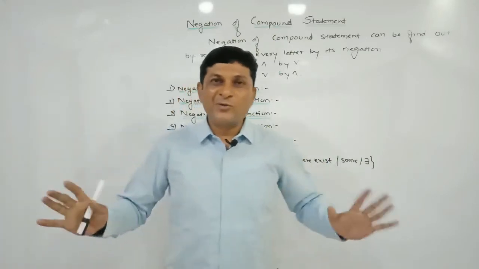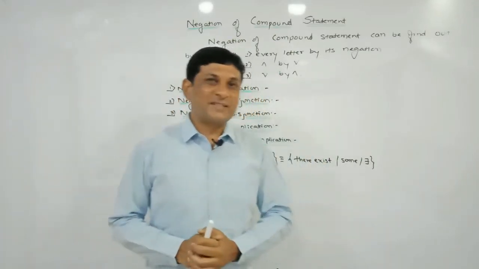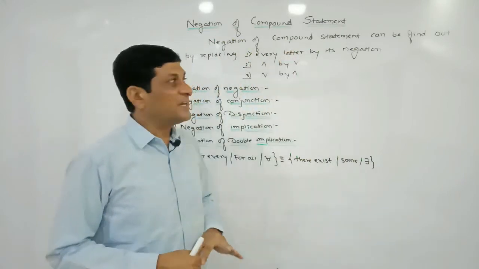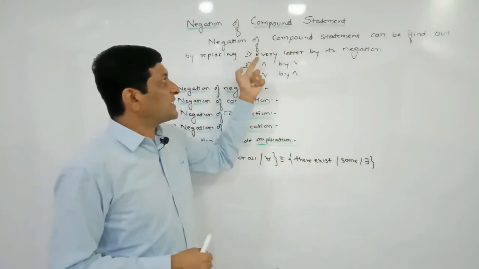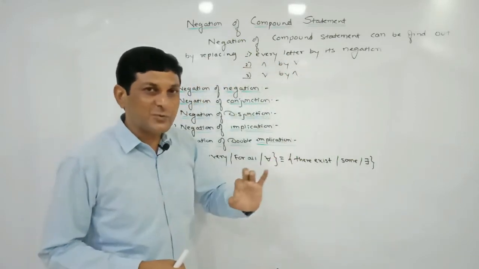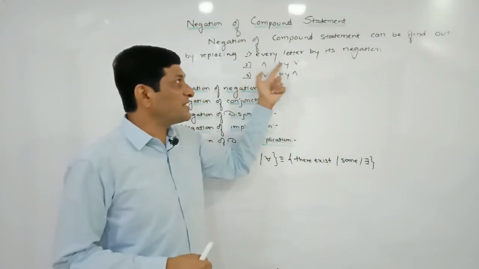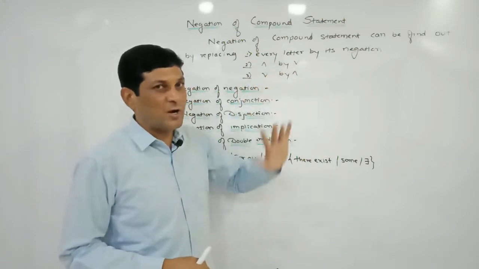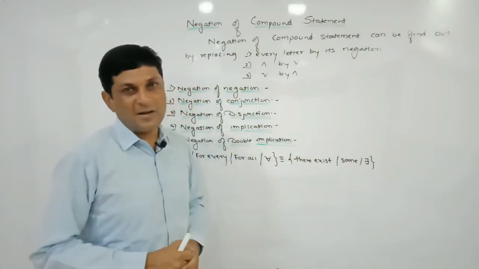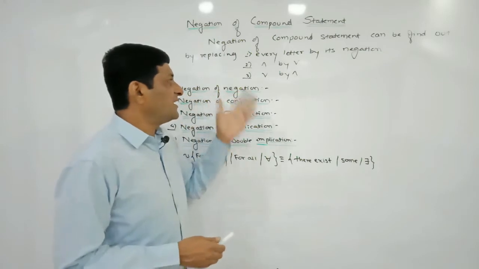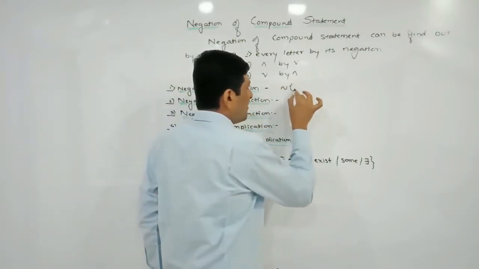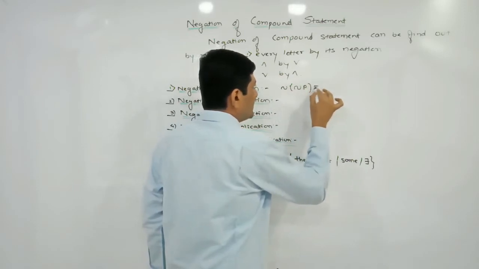Now let us see how to find the negation of a compound statement. Simple rules are there whenever we are finding the negation of a compound statement. First, replace every letter by its negation. Replacing every letter by its what? Negation. The second rule is replace and by or, and the third rule is replace or by and. Using these rules of negation we are able to find the negation of a compound statement. So first we are finding the negation of negation. Negation of negation P is equivalent to what?